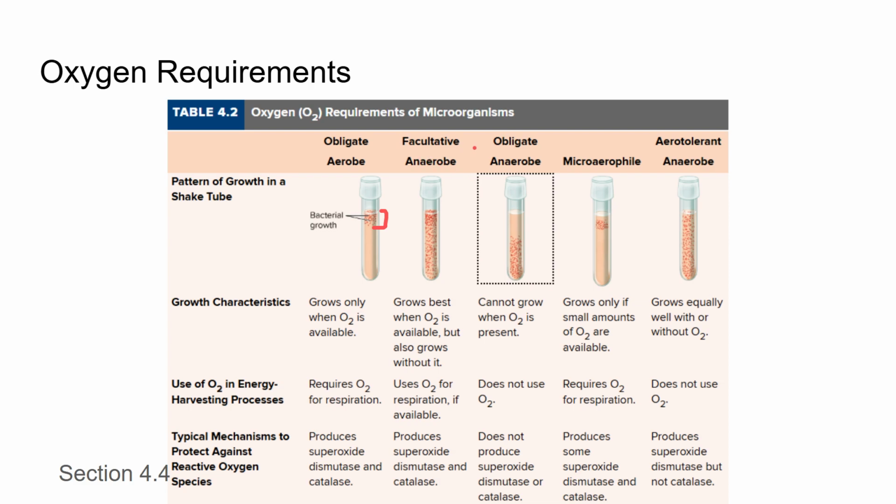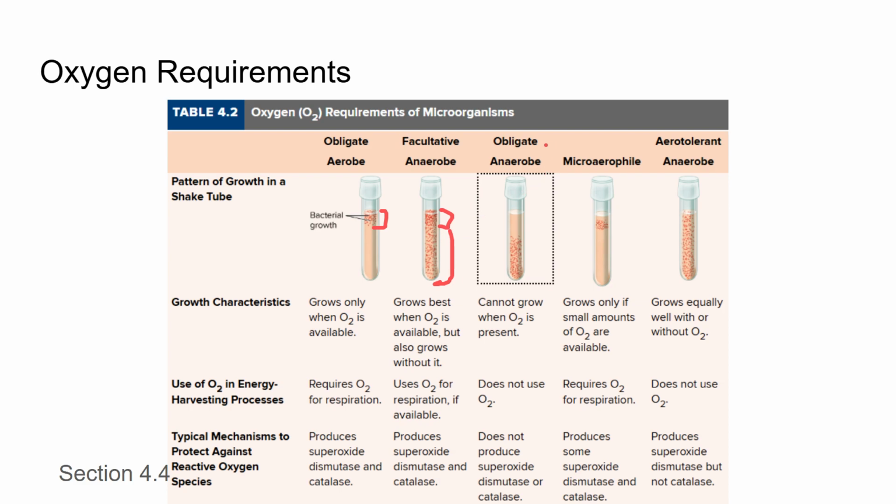A facultative anaerobe is going to be one that grows best with oxygen, so you'll see a large distribution at the top, but then it can also grow without oxygen at a slower rate, so you'll get some scattered at the bottom.